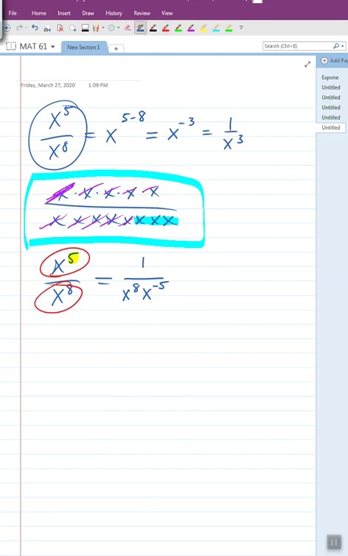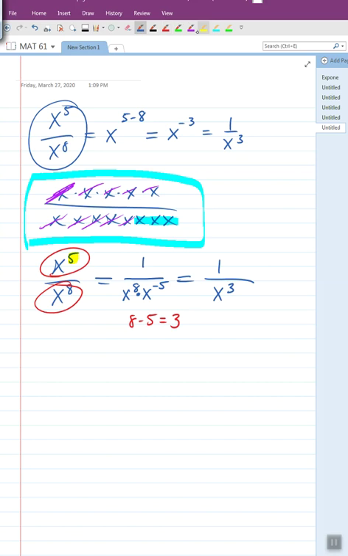Okay, now, in the bottom, isn't this now a multiplication? And if it's a multiplication, what do you do with those two powers? You would add them. And if you add 8 minus 5, you get positive 3, don't you? Yes.